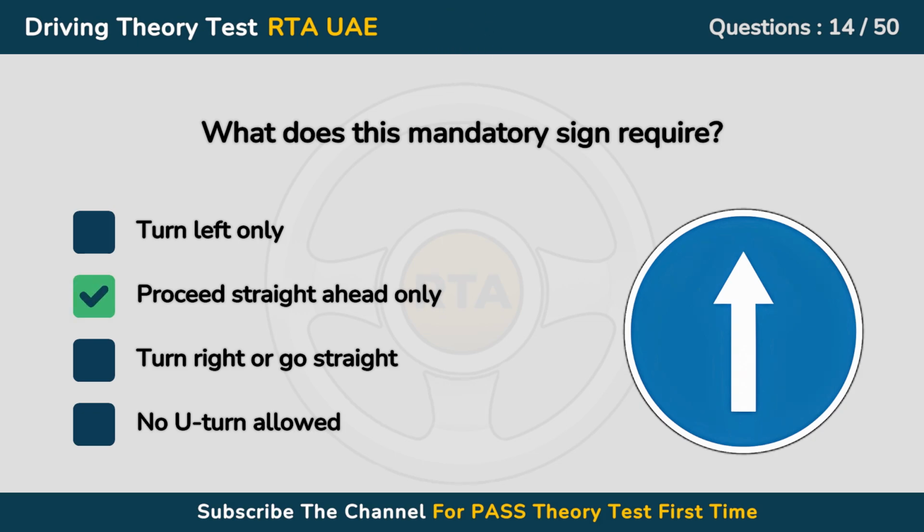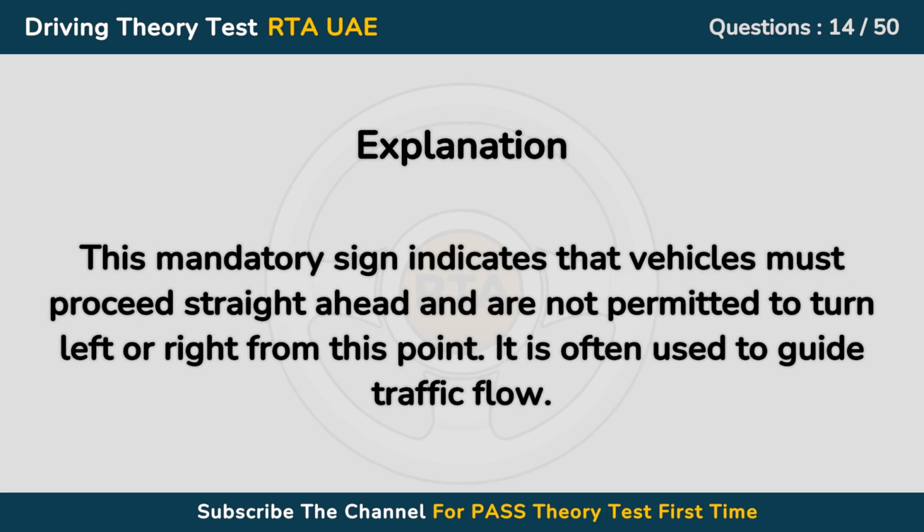Answer is B, proceed straight ahead only. This mandatory sign indicates that vehicles must proceed straight ahead and are not permitted to turn left or right from this point. It is often used to guide traffic flow.